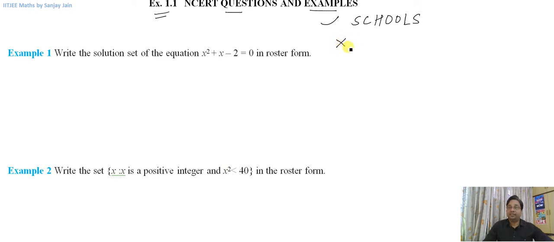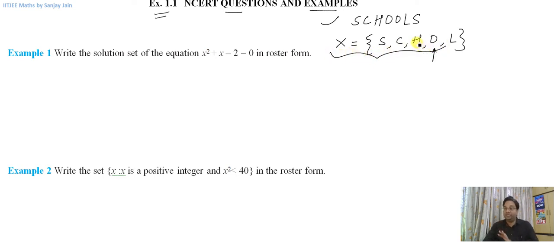So when I write this set, let us name this set as capital X. I'll write it like this: S, C, H, O. Then I'll not repeat the O inside the set, and then I'll write L, and then again I'll not repeat the S. So what does that mean? That the repetition is meaningless inside the set, because when I write this set, I just wanted to convey a message that O belongs to this set X. So this is the message that you get by looking at this. So the repetition doesn't mean anything.